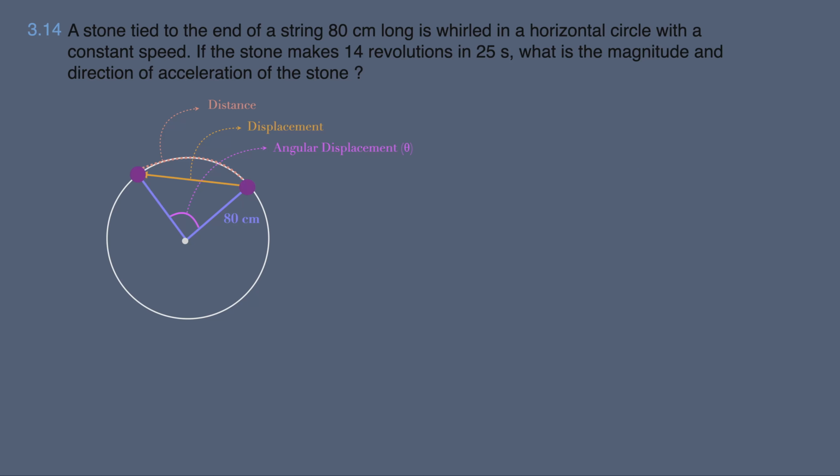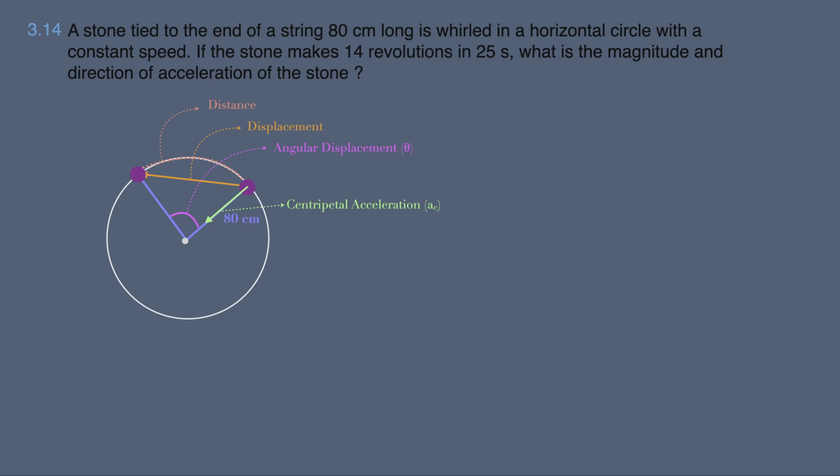Now let's come back to our actual question. We have to find two things: the magnitude of acceleration and the direction of acceleration of the stone. Now, since the stone is moving with constant speed in a circular path, it experiences a centripetal force, which always acts towards the center of the circle. And we know from Newton's second law that acceleration acts in the direction of the net force. So the acceleration of the stone is also directed towards the center of the circle. This inward acceleration is called centripetal acceleration. So we have already found its direction.